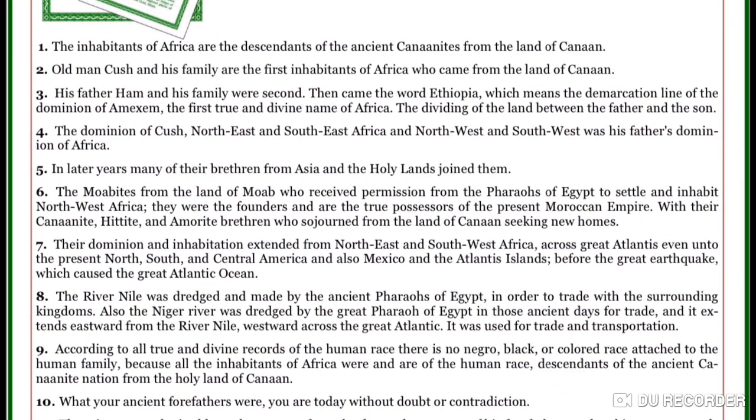Who received, they from the land of Moab, who received permission from the pharaohs of Egypt to settle and inhabit Northwest Africa. They were founders and are the true possessors of the present Moroccan Empire. And he raised a Moroccan flag over here to show what he's talking about. If you don't know what raising a flag means, go look that up.